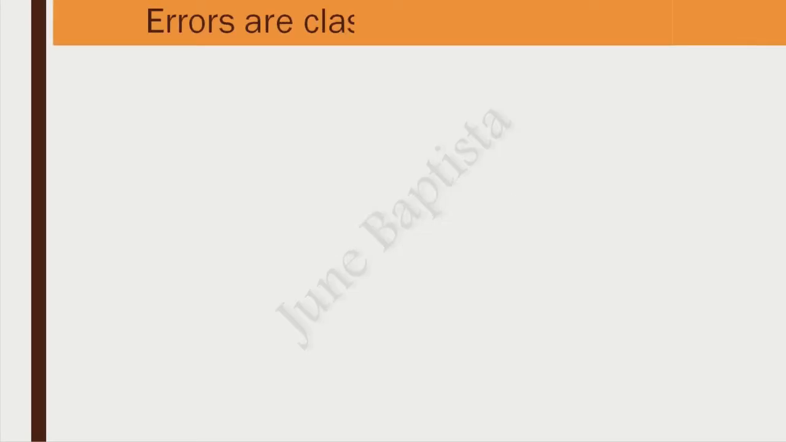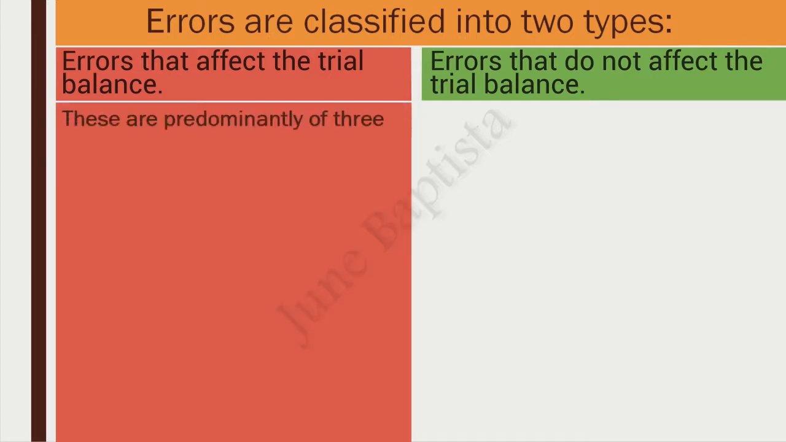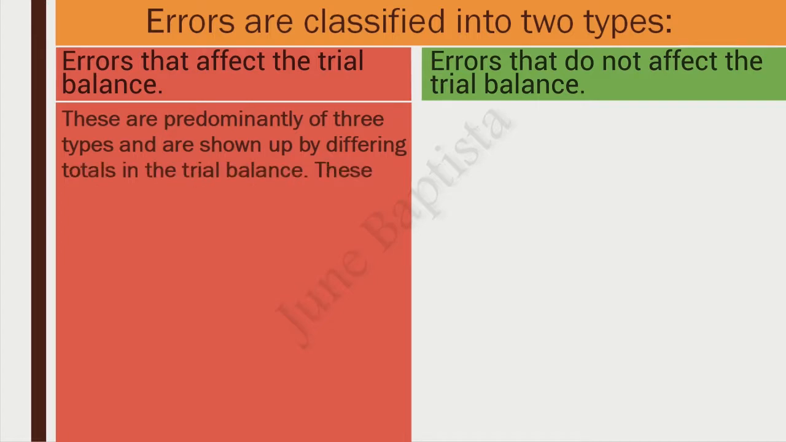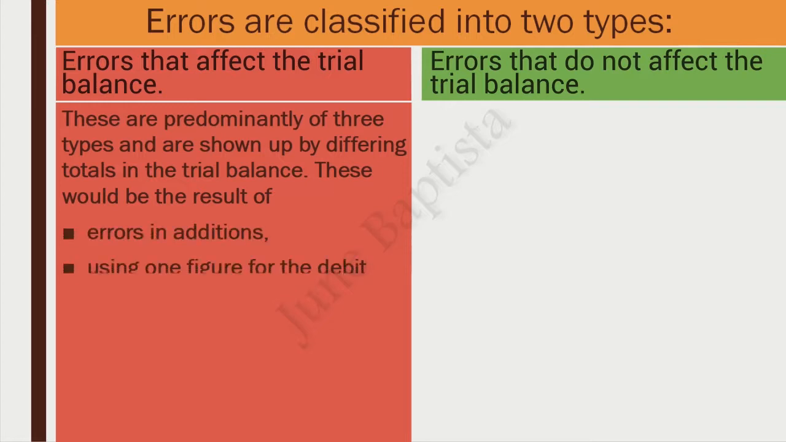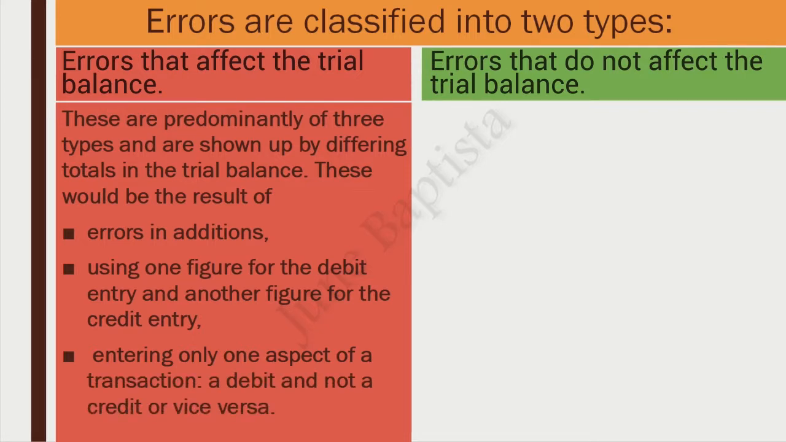Errors. Errors are classified into two types: errors that affect the trial balance and errors that do not affect the trial balance. Let us look at the errors that affect the trial balance first. These are predominantly of three types and are shown by differing totals in the trial balance. These would be the result of errors in additions, using one figure for the debit entry and another figure for the credit entry, and entering only one aspect of a transaction. For example, entering a debit and not a credit, or vice versa.